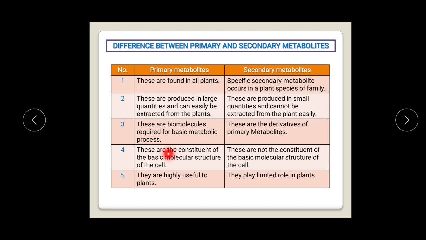Then the primary metabolites are the constituents of the basic molecular structure of the cell. That means they include cellulose, which is important for the formation of the cell wall, and sucrose, starch, and fatty acids, which are important for energy and for the basic molecular structure of the cell. The secondary metabolites are not constituents of the basic molecular structure of the cell. Primary metabolites are highly useful to plants, while secondary metabolites are also useful, but they play a limited role in the plants.